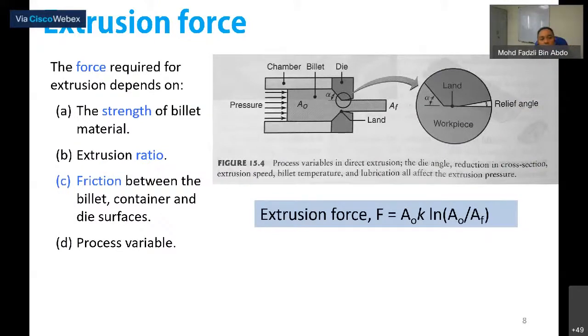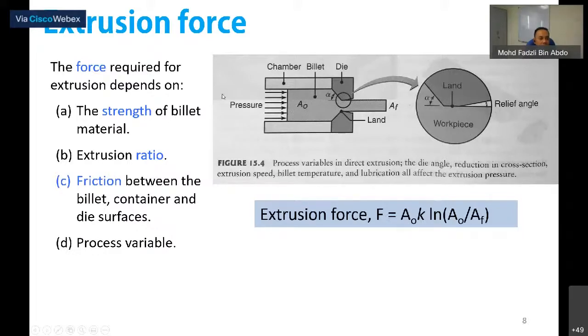Okay, this is the extrusion force. Ini dia punya, apa kata, dia punya rumus lah. Ini contoh, ini figure 15.4, process variable indirect extrusion. Ni die angle. Reduction in cross section, extrude speed, billet temperature and lubrication all affect the extrusion process. Ini adalah relief angle. Ini kalau kita tengok daripada pandangan depan kita ada silap. Ni adalah relief angle, ni adalah die angle. Ni adalah workpiece kita lah.